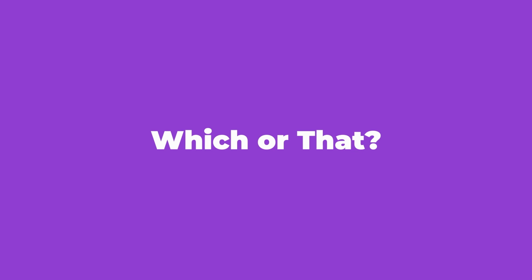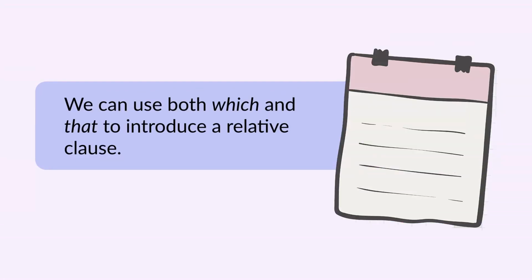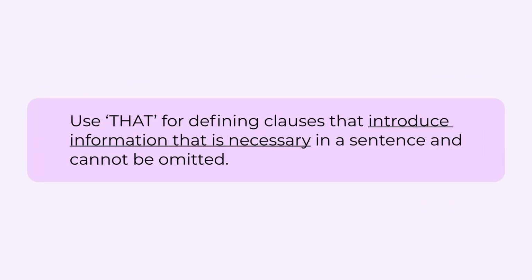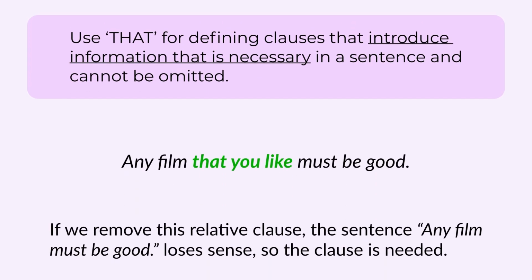Which or that. We can use both which and that to introduce a relative clause. And again, many students don't understand the difference between using which and that. Remember the rule. Use that for defining or restrictive clauses that introduce information that is necessary in a sentence and cannot be omitted. For example, any film that you like must be good. If we remove this relative clause, the sentence any film must be good loses sense, so the clause is needed.